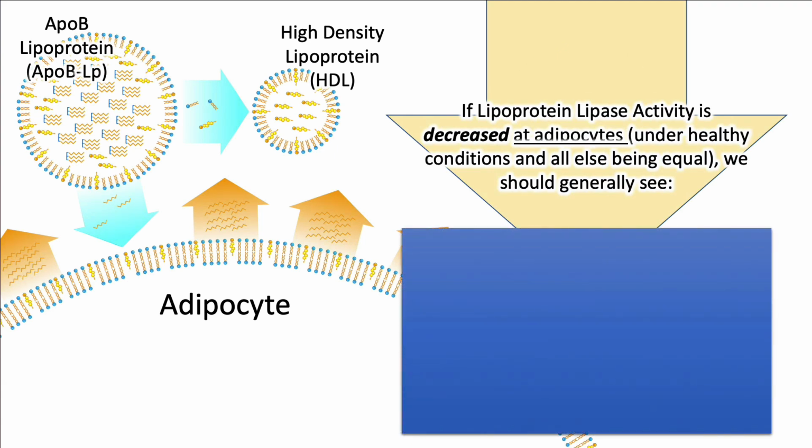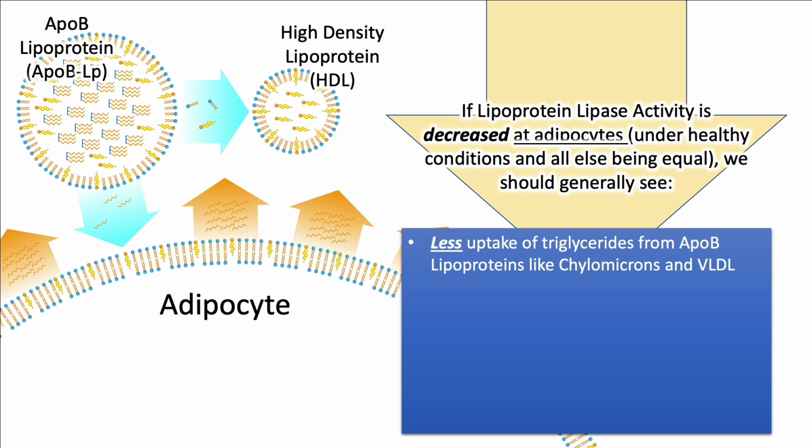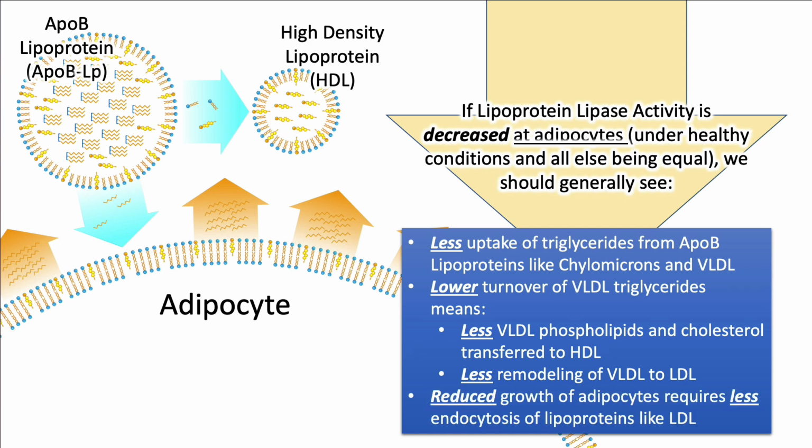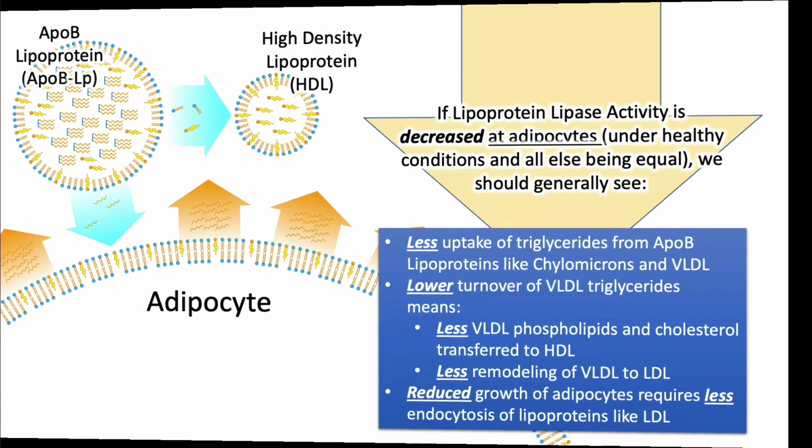We can flip the script and you can imagine the same thing. So note, now adipocytes are releasing a lot of these free fatty acids. There's less free fatty acids coming in from ApoB lipoproteins, less of these phospholipids and cholesterol going over. So sure enough, less uptake of triglycerides from ApoB lipoproteins like chylomicrons and VLDL. Lower turnover of VLDL triglycerides means less VLDL phospholipids and cholesterol transferred to HDL. Less remodeling of VLDL to LDL, and reduced growth of adipocytes requires less endocytosis of lipoproteins like LDL, so more LDL would be left in the serum.